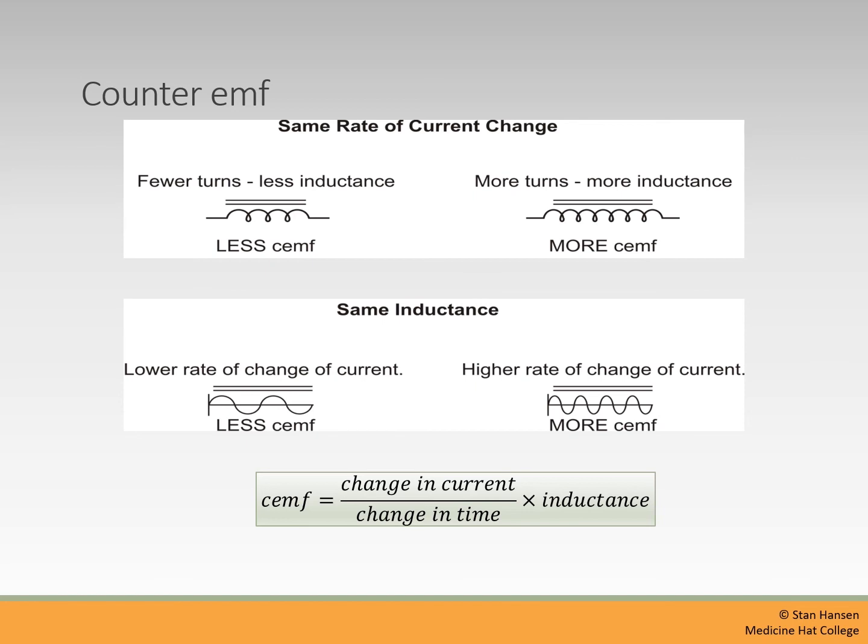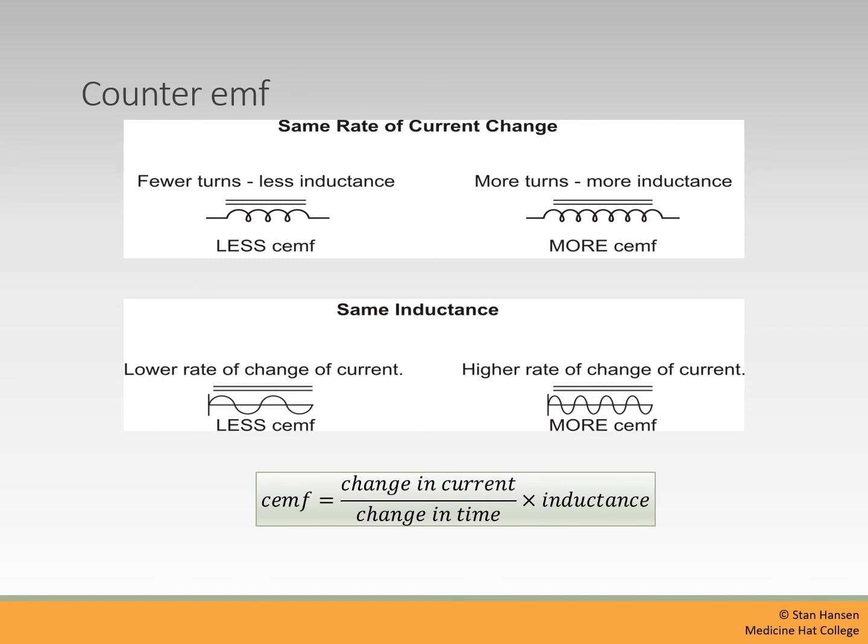The counter EMF that's created by induction is dependent on 2 different factors. First of all, it will depend on what the inductance of the coil is. And if you remember, inductance of the coil depends on the entire process of how that coil has been put together. The other thing that affects the amount of counter EMF is the rate of change, or the frequency that we have, whether it's 60 hertz or 40 hertz or 120 hertz.